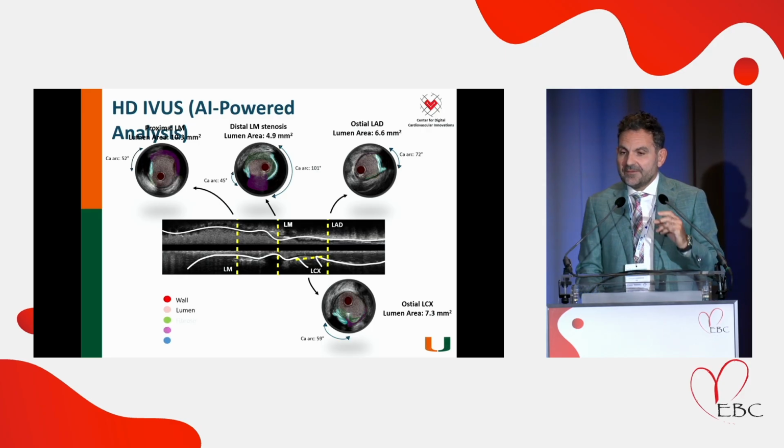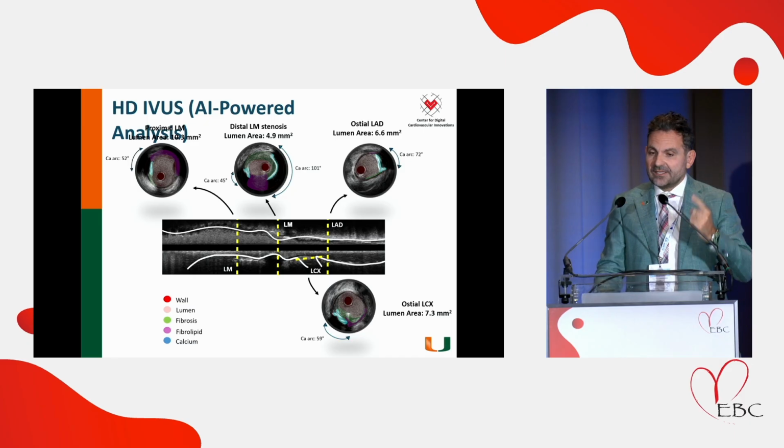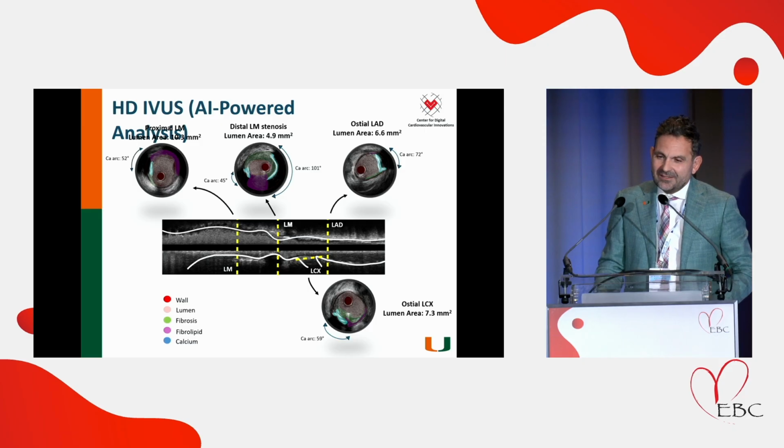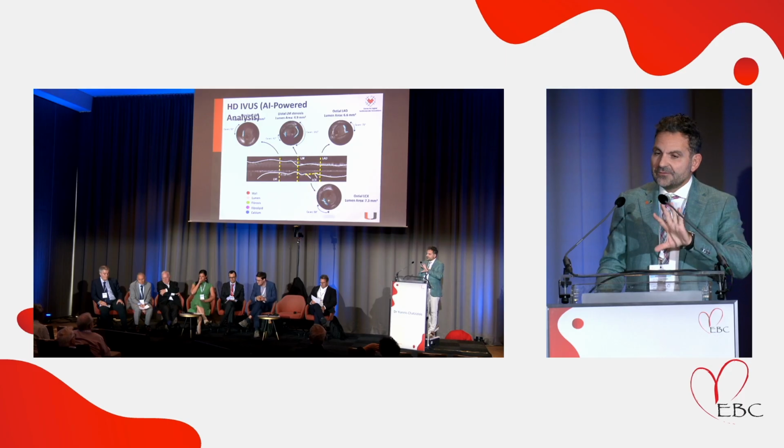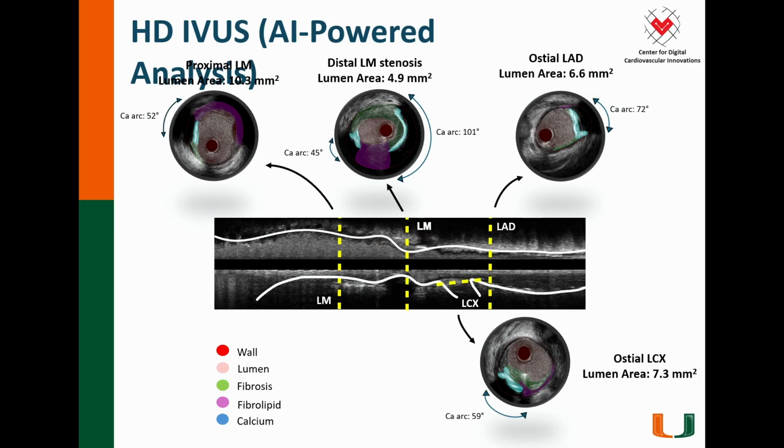And you asked if you want to know more than that, on top of the lumen, the material, and here is now the AI tissue characterization that tells you the wall, the lumen. You see the blue is the calcium distribution and the arc there, and the fibrolipid. So all this information is now superimposed on the IVUS, lumen, wall, and all the tissue pretty nicely characterized. It's all AI powered.